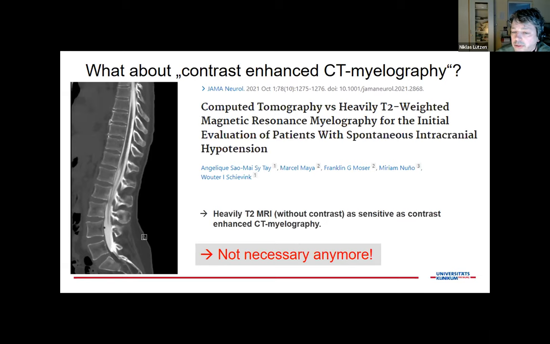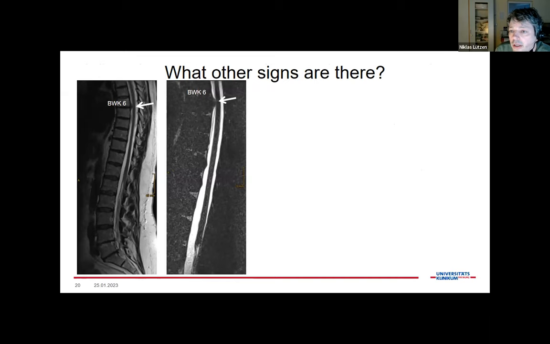What other signs are there on MRI of the spine? Here's a disc herniation at the level T6-7, and next to it, we can see a fluid collection, but disc herniations are not specific for SIH. A lot of people have disc herniations.